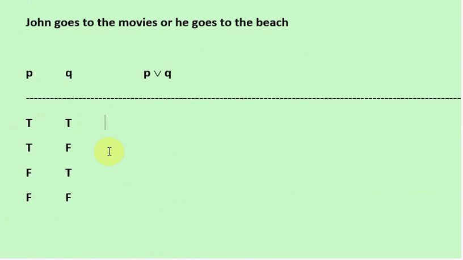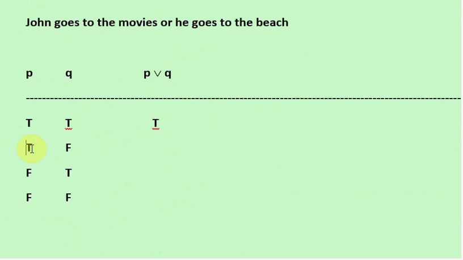Okay, there is an important criterion here when it comes to disjunction. And the criterion here is basically that at least one has to be true in order for the whole disjunction to be true. So, okay, our first row here meets that criterion, right? They're both true. So if it's true that he goes to the movies, and it is true that he goes to the beach, then John goes to the movies or he goes to the beach is also true, right? And so that's why that would end up being true.